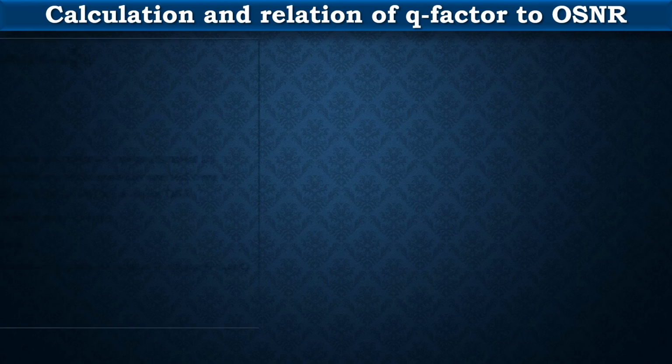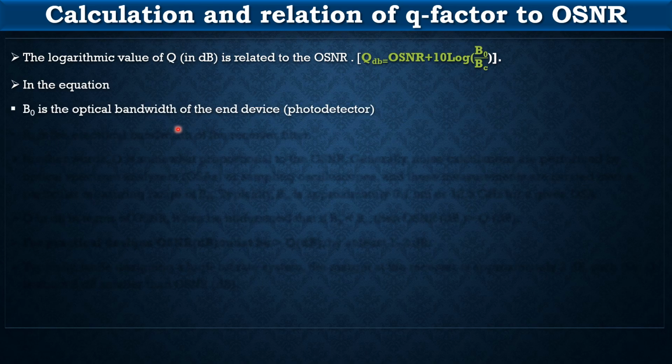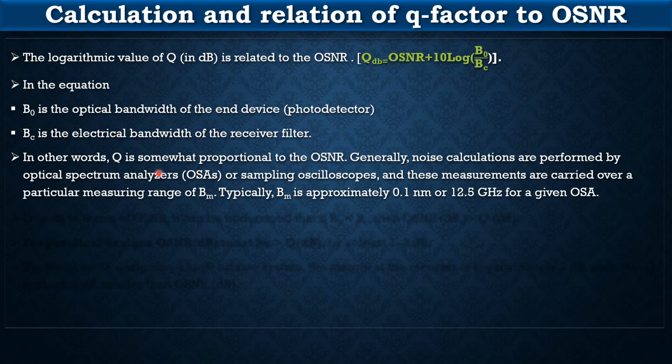Calculation and relationship of Q factor to the OSNR. The logarithmic value of Q in dB is related to the OSNR. So what is the relationship between Q in dB and OSNR? Q in dB is equal to OSNR plus 10 log 10 of B0 by BC. In this equation, B0 is the optical bandwidth of the end device photodetector, and BC is the electrical bandwidth of the receiver filter. These B0 and BC are parameters of the receiver. In other words, Q is proportional to the OSNR.